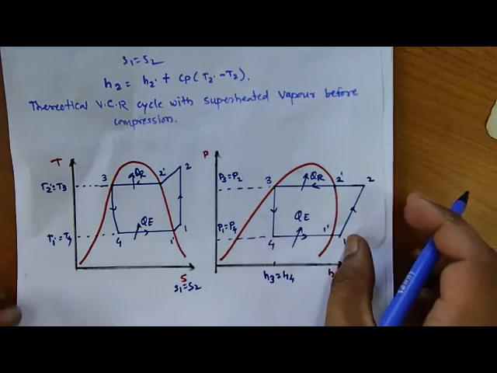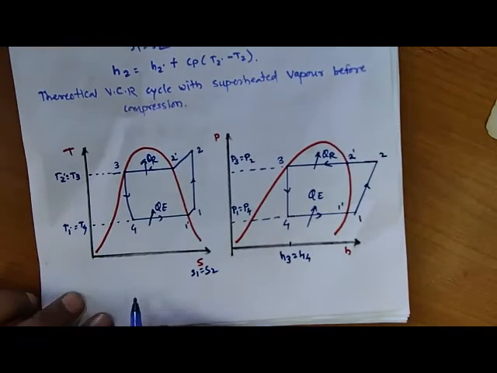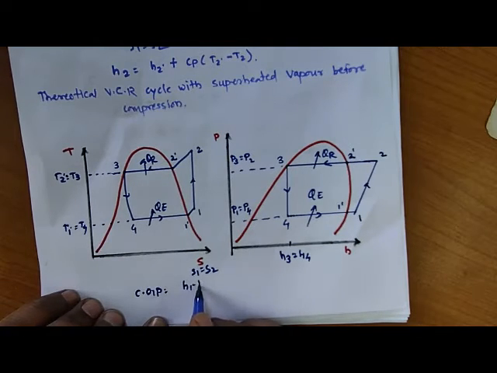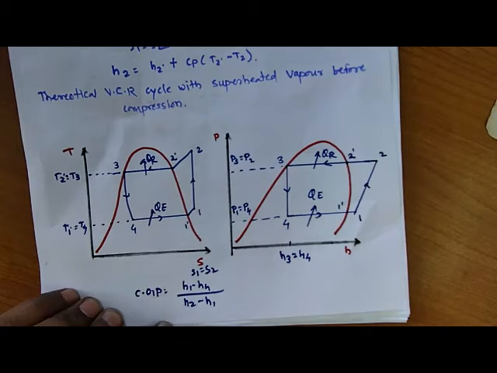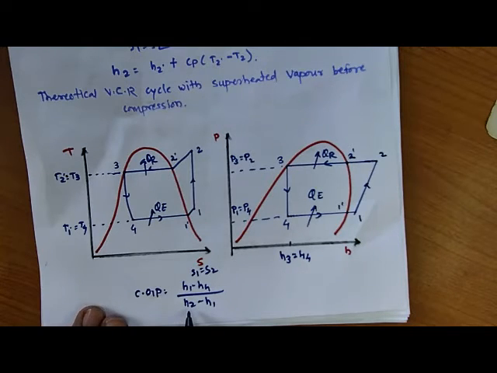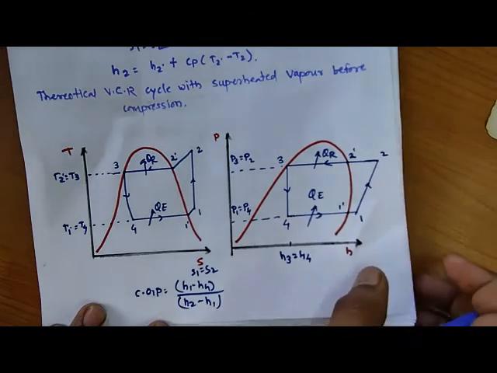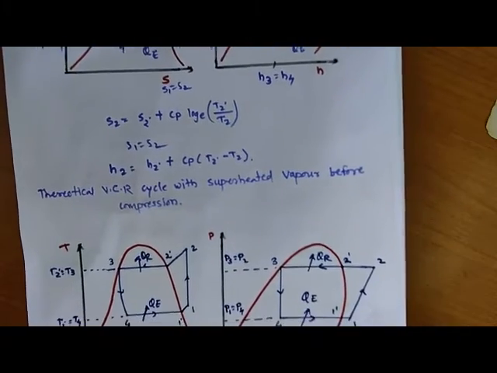And the formula is the same. The COP is (H1 minus H4) divided by (H2 minus H1), because H1 minus H4, the enthalpy difference, is considered the refrigerating effect, and H2 minus H1 is considered the compression work. And how do we find the degree of superheating?